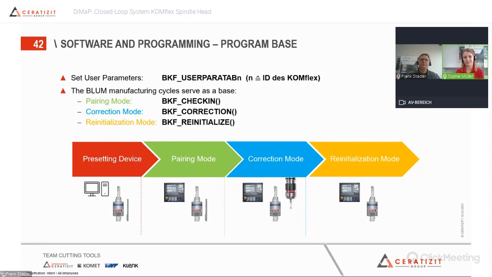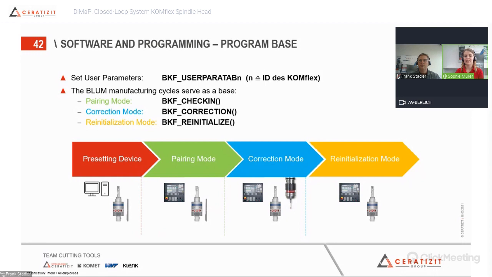First, we need to set the customer-specific parameters in the BKF user para tab. The letter N stands for the KOMflex ID, because it is possible to pair up to 16 KOMflex with one RC66. Consequently, there must be one user para tab for each KOMflex system, because every KOMflex has an individual manufacturing process and parameters.